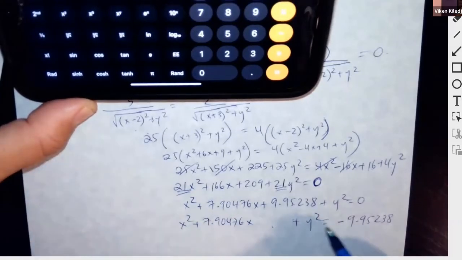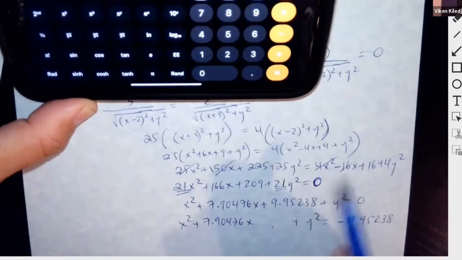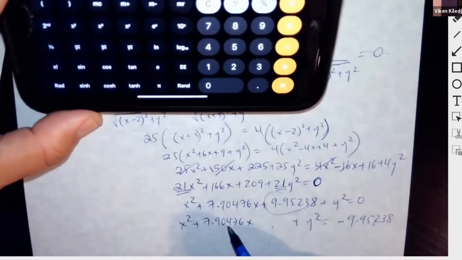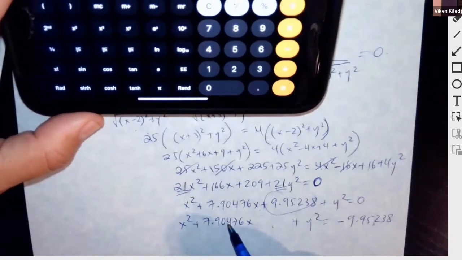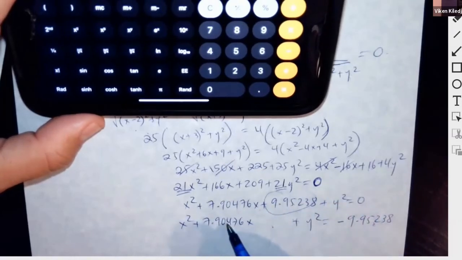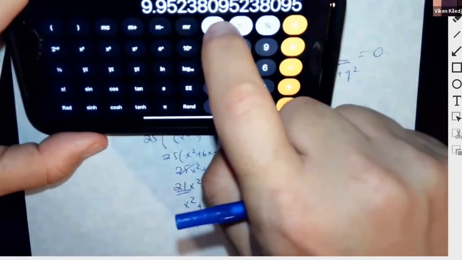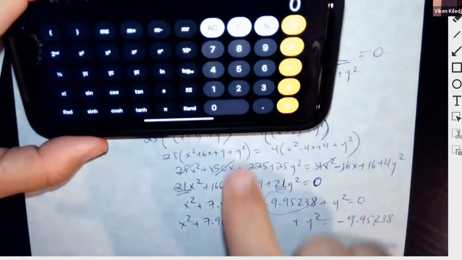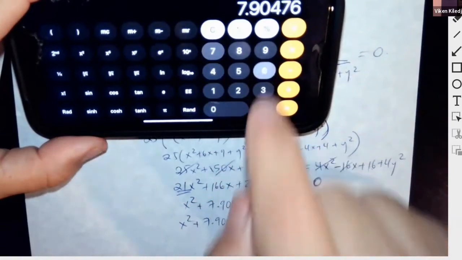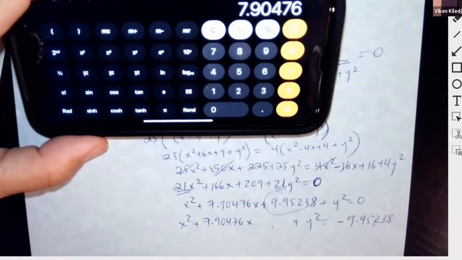Okay, so then I took this piece to the other side and wrote it as -9.95238. Then I'm going to take half of this value and square it and add it to both sides. Half of this and square it. So 7.90476. I believe it was called completing the square, right? In math, in intermediate algebra. Probably you haven't done that in a long time, so you've forgotten it.